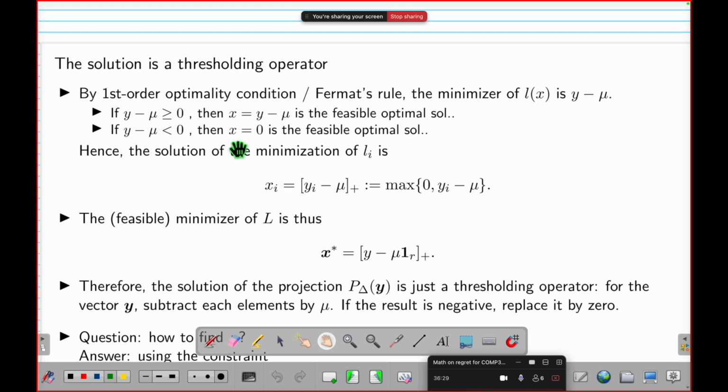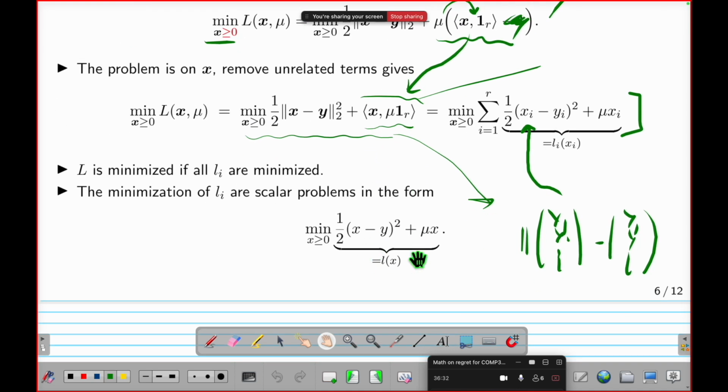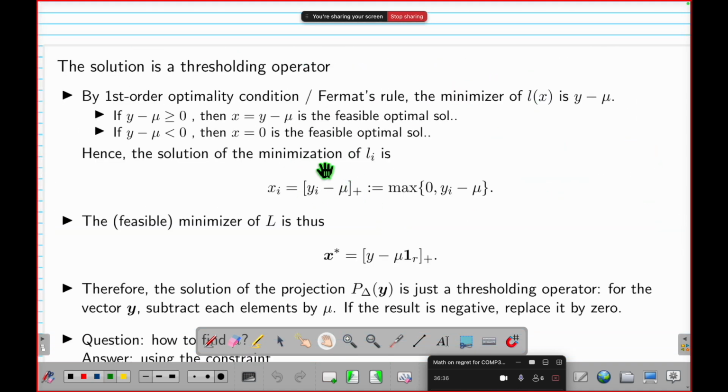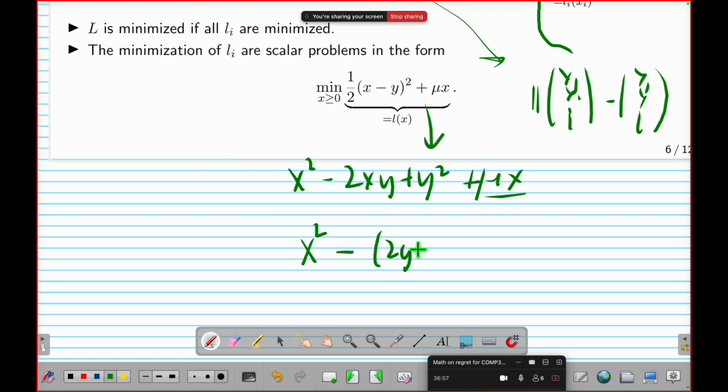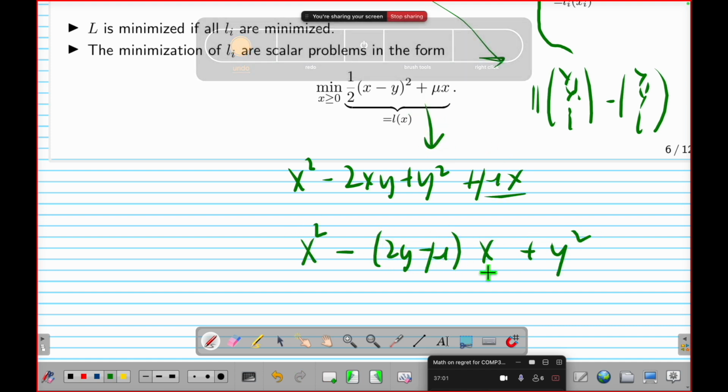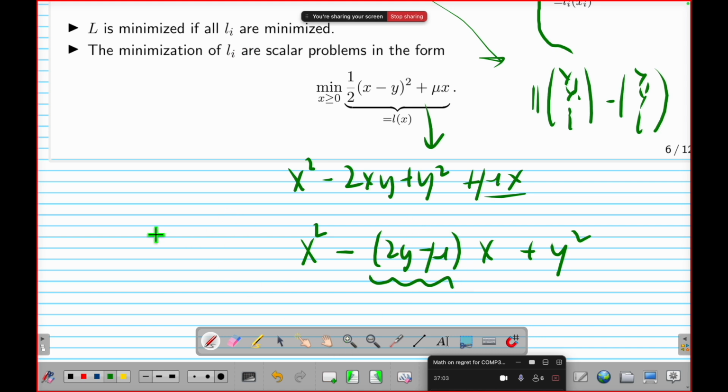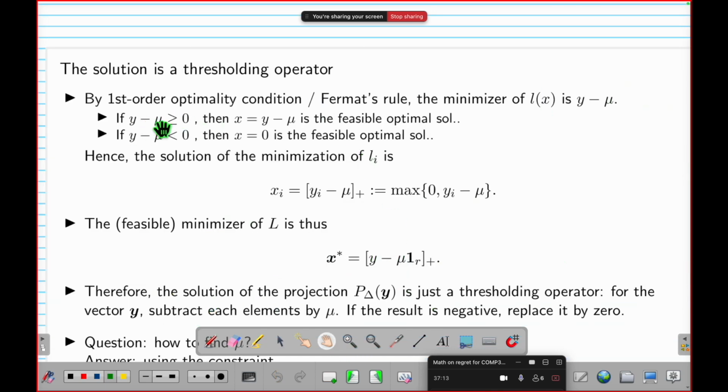Well, it's very simple. You just look at this expression here. Okay, this is detail. How do you solve this thing? High school: x squared minus 2xy plus y squared plus mu x, right? And then 2y minus mu x plus y squared, right? So in the end, you remember ax squared plus bx plus c, there's some minus b over 2a thing, right? Then that thing will relate to the b. So therefore, the b thing, the y minus mu, is the key point.